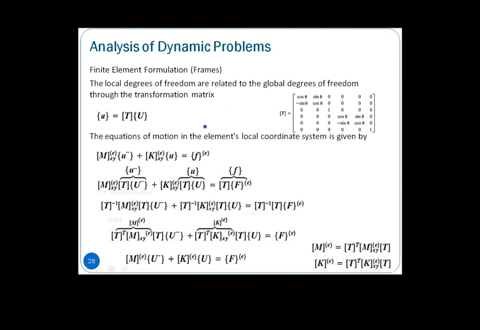Then with the transformation matrix, similar to the frame itself, you also can get m x double dot plus k x equals 0. If you can get m and k in global coordinates, you can determine your natural frequencies and the corresponding mode shapes. If you have m and k, and you know the load, with the information of natural frequency and mode shapes, then you can later on obtain x, the response. All right, so that is about the mass matrix determination.